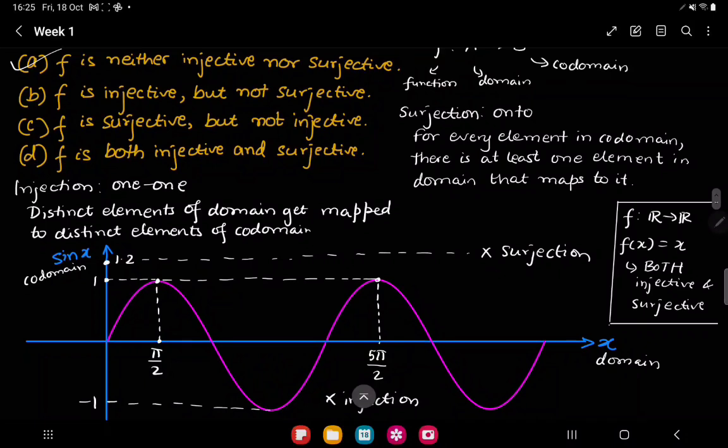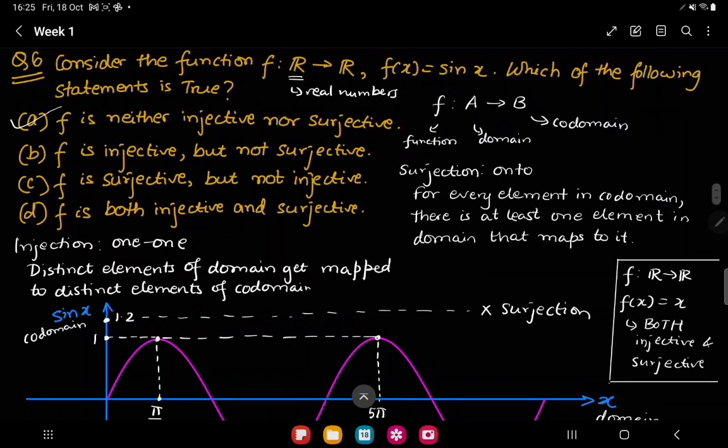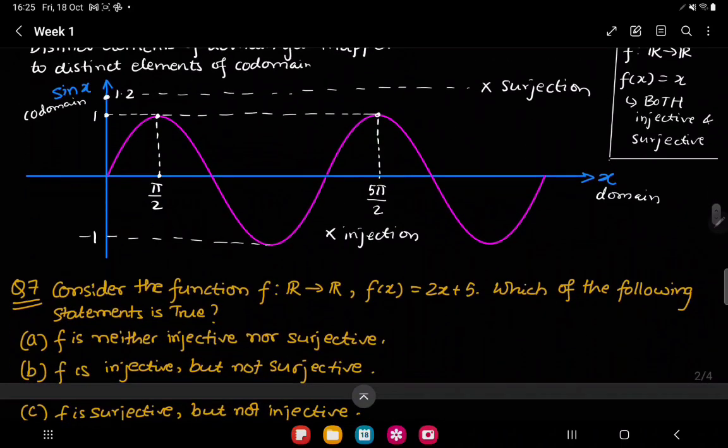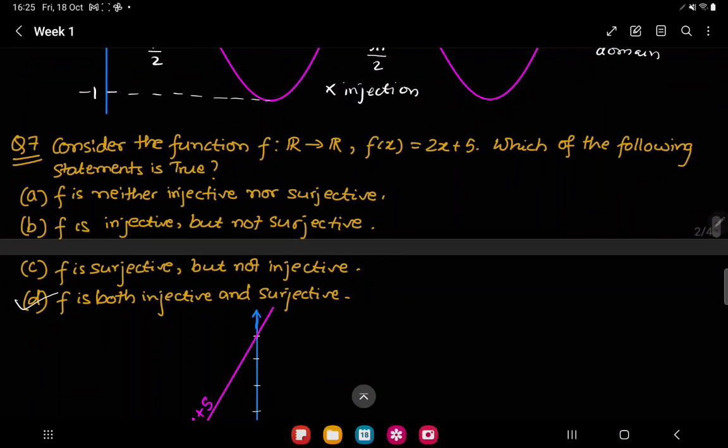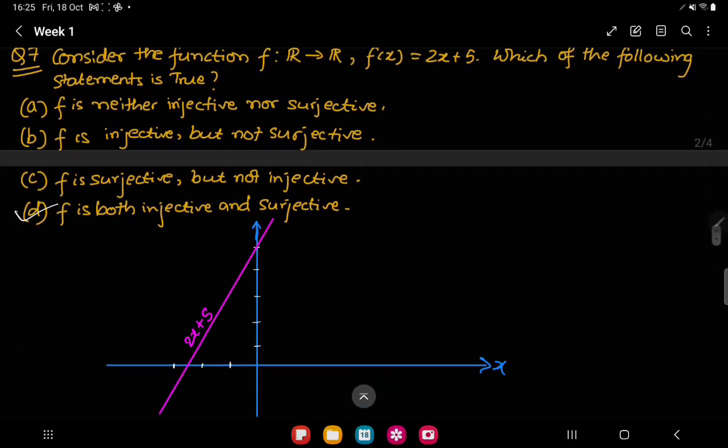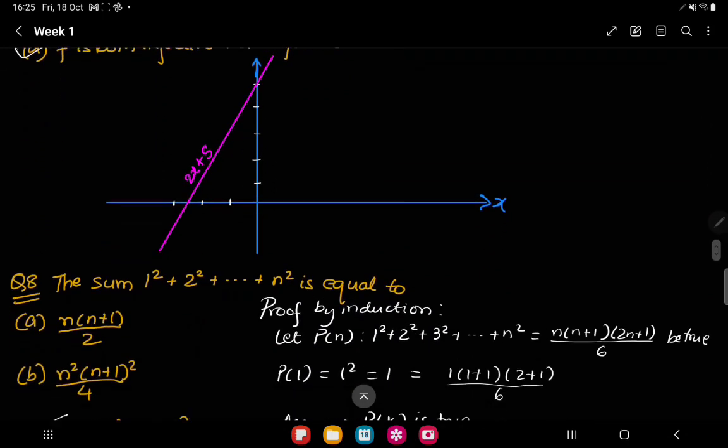So if distinct elements of the domain get mapped to the same element in the codomain, then it is not an injective or a 1-1 function. Then again this definition of injective surjective.